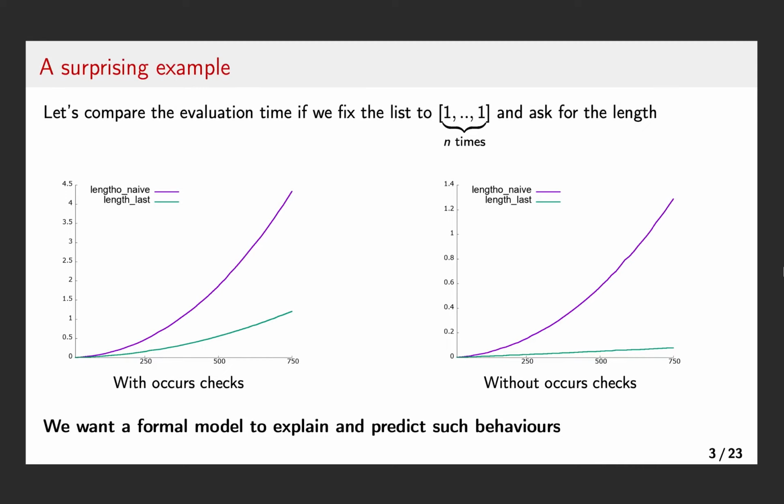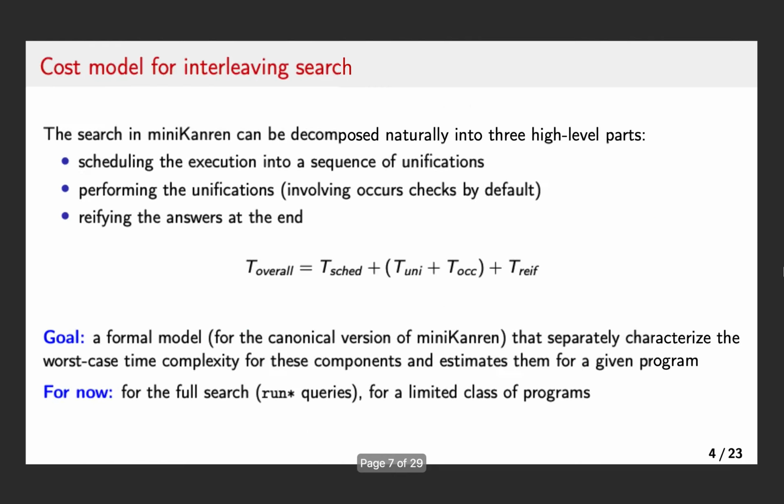In this project, we want to build a formal model to be able to understand such behaviors and to predict them. This model should include different parts of the search. Abstractly, search in miniKanren can be decomposed into the following parts. Scheduling, that transforms relational execution into a sequence of unifications. Performing the unifications, that involves occurs checks by default, and verification of the answers at the end.